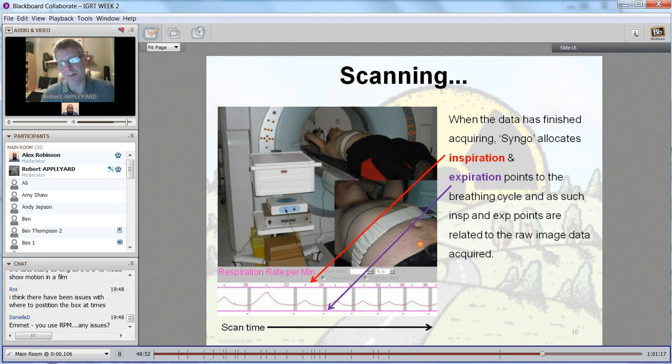Where to position the box? Yeah, I mean, I think the most common place is sternum. Is that what you do, Roz? Or do you have to vary it for patients? And if so, how do you vary it?